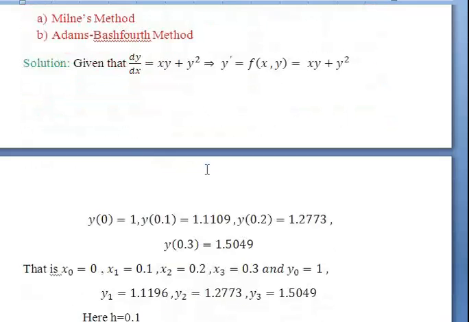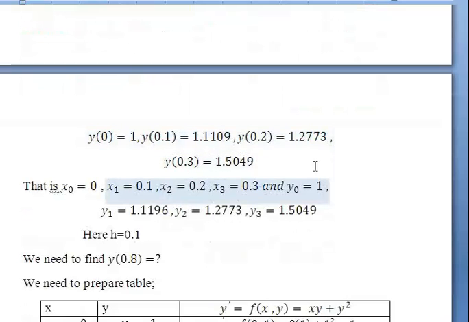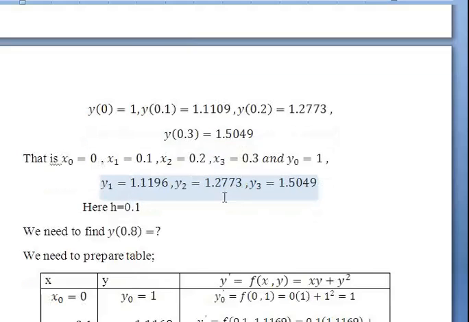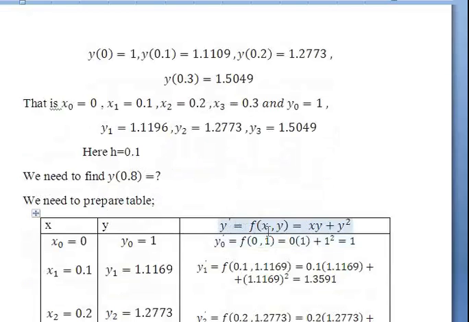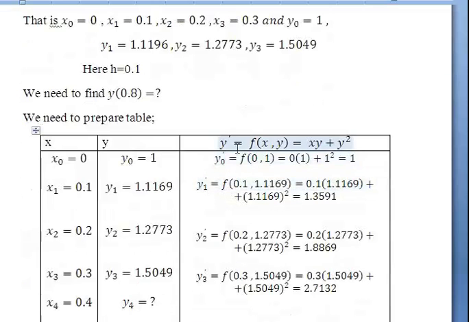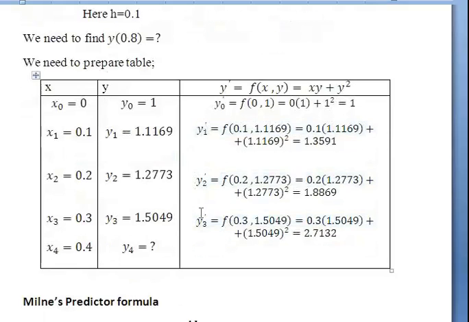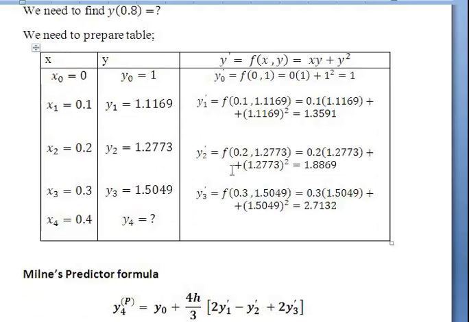Now we note down the given values for x0, x1, x2, x3, x4 and the corresponding y values. We have to calculate y' using the given function x into y plus y square. For the corresponding x0, y0 we get y0', for x1, y1 we get y1', for x2, y2 we get y2', like that. Substituting the corresponding x, y values, we get y1', y2', y3'. After calculating these values, we can directly substitute in the formula.